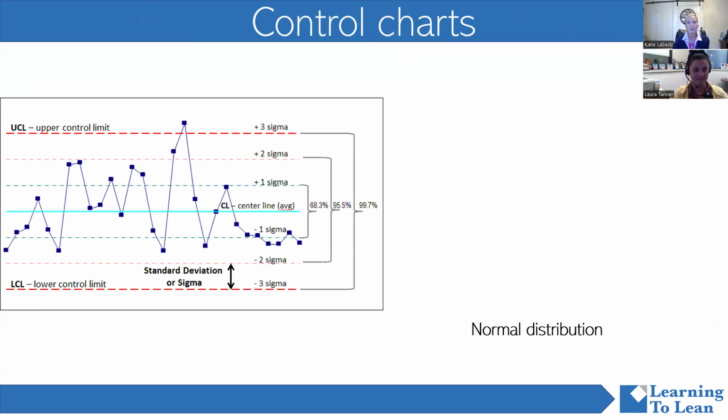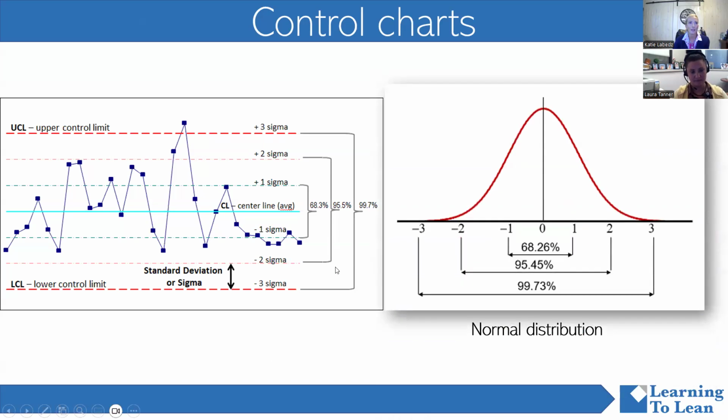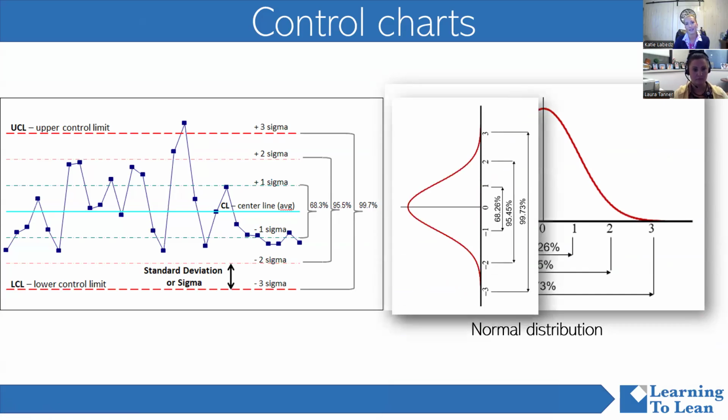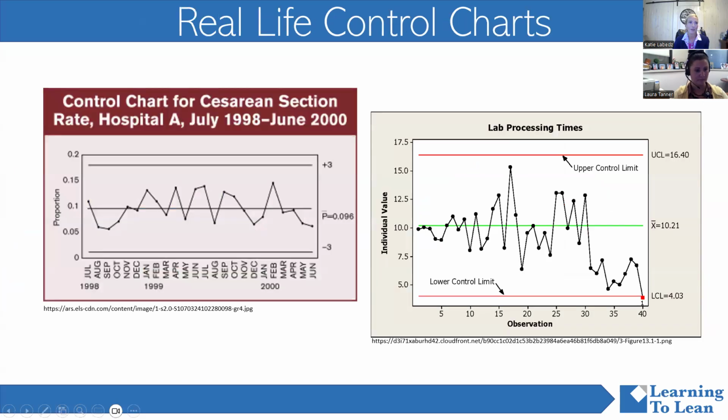If you're familiar with a normal distribution, I think this is kind of neat. So that's the control chart on the left we just looked at, and a normal distribution on the right. Now, a control chart really is just a normal distribution turned on its side. So where we see 1 sigma away from the average, 2 sigma away from the average, and then plus and minus 3 sigma away from the average. So it's kind of neat. You just take your normal distribution and turn it on its side. So let's look at some real life control charts.